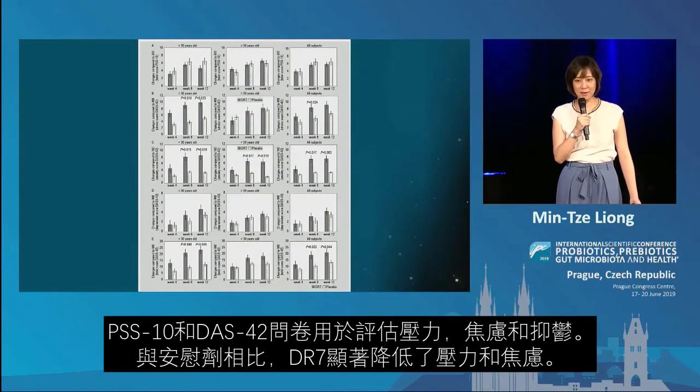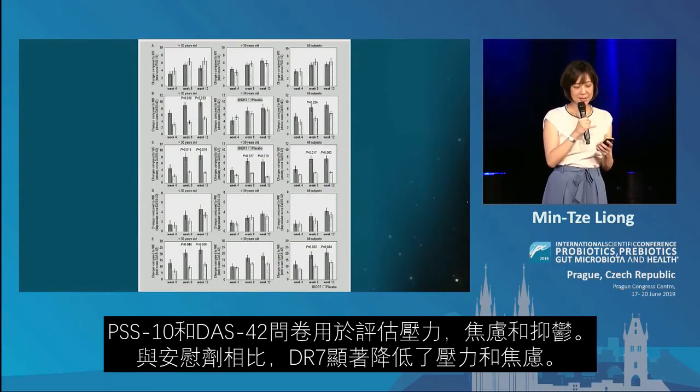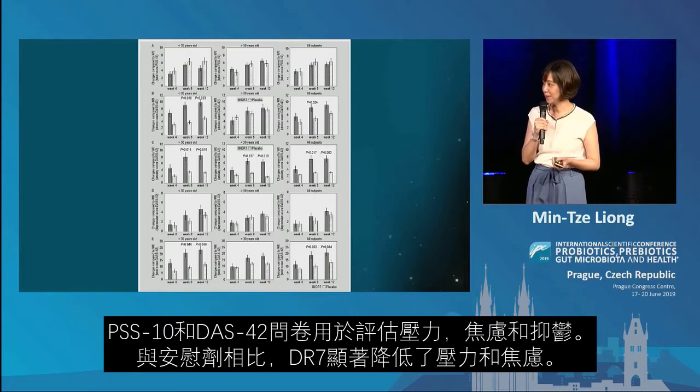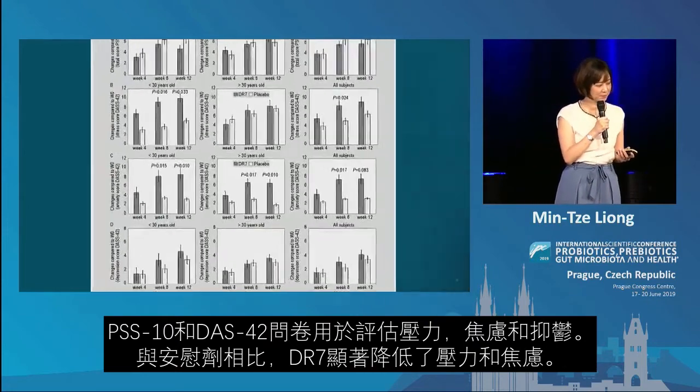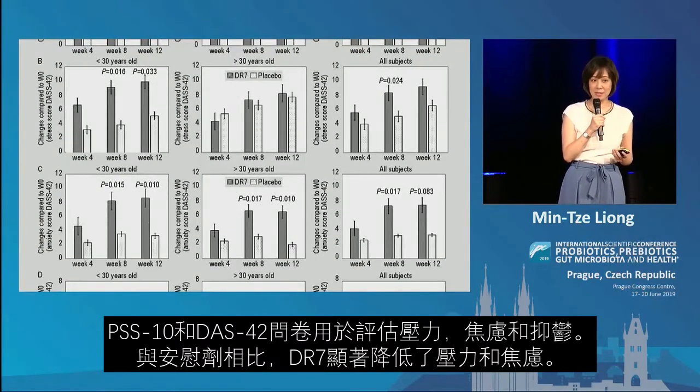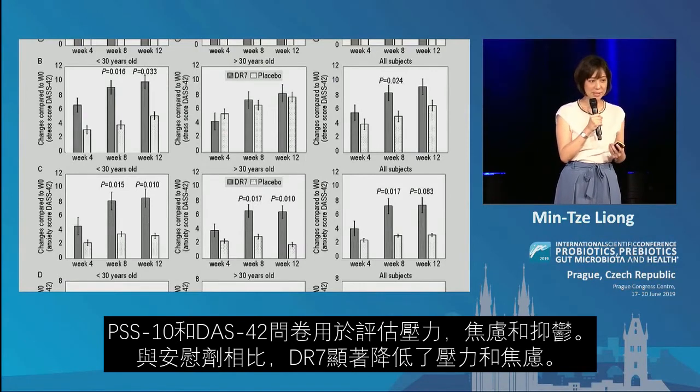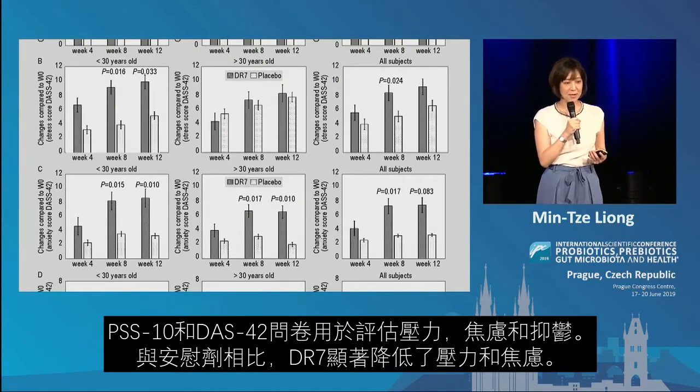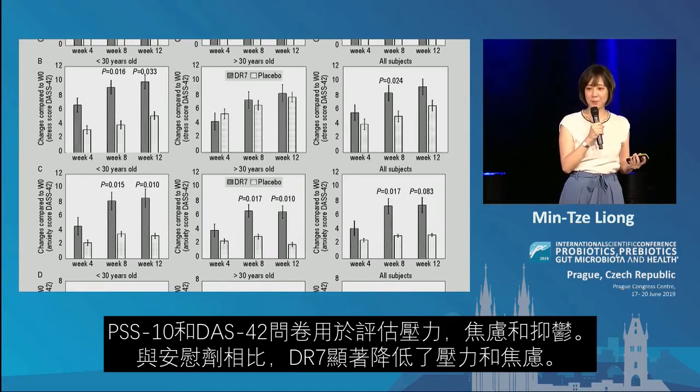When we look at all the stress parameters, we had PSS-10. We also used the DASS-42 questionnaire for stress, anxiety, and depression. However, we didn't see significance for everything. We only saw it for two: stress and also anxiety, and these are both from the DASS-42 questionnaire.